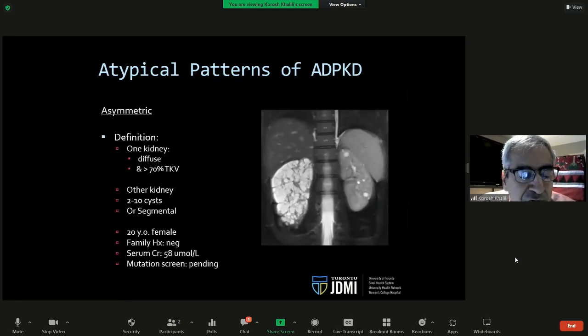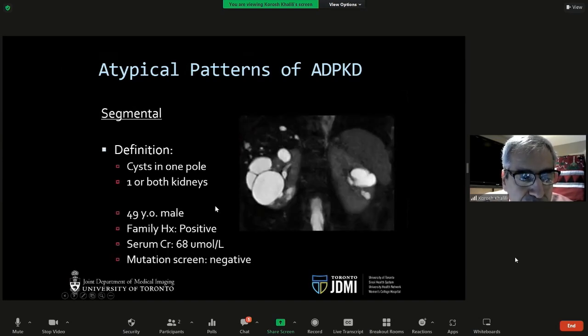The disease can also be asymmetrical, meaning that both kidneys are involved, but one side has severe disease, and so about 70% of the total kidney volume is within one side. Hardly any parenchyma is seen in this patient. The other side will have a few cysts or could have multiple cysts, but just in one segment, with the remainder of the kidney being spared. So that was an asymmetrical pattern of involvement.